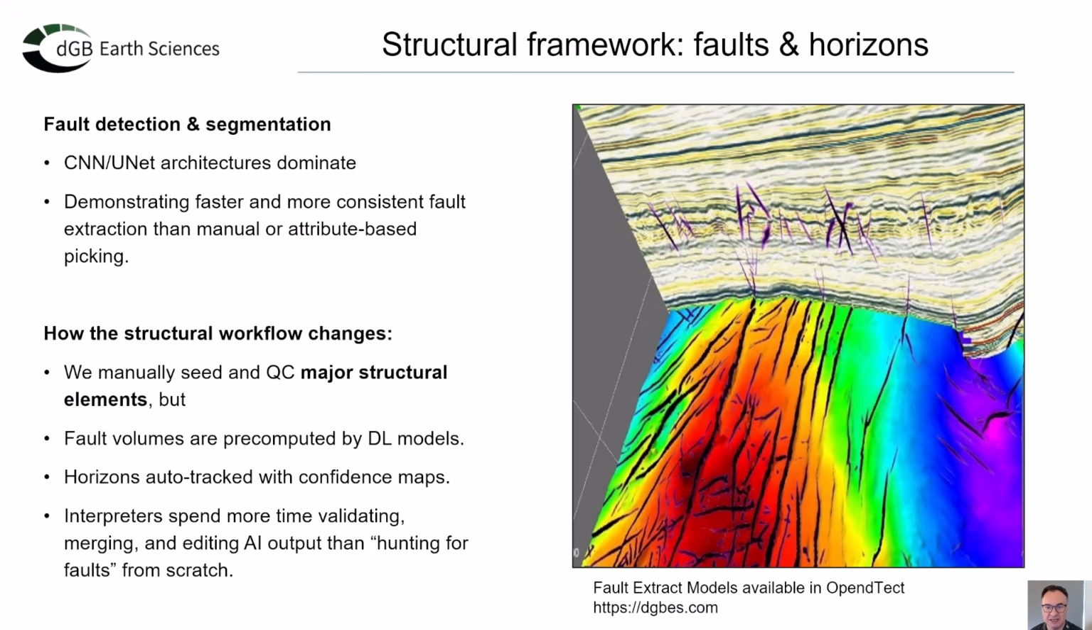We can also use machine learning for structural framework interpretation, faults and horizons, fault detection and segmentation, again, using convolutional neural networks to come up with faster and more consistent fault extractions than manual or attribute-based picking. And this changes the structural workflow in such a way that we can pre-compute fault volumes by deep learning models. We can auto-track horizons with confidence maps. And then, again, interpreters spend more time validating, merging, and editing machine learning output rather than hunting faults from scratch.